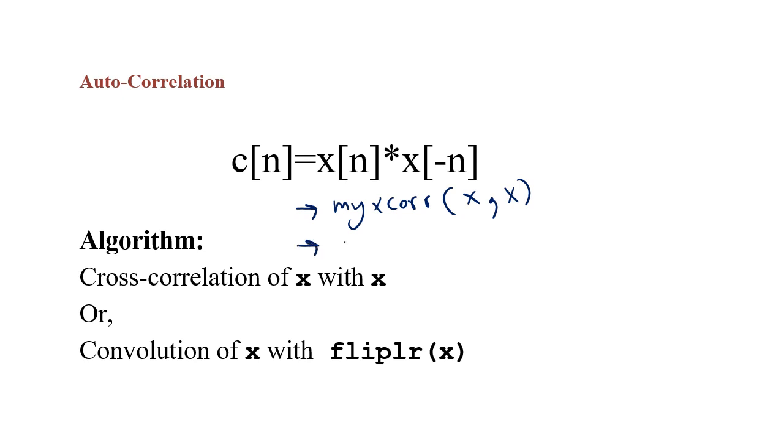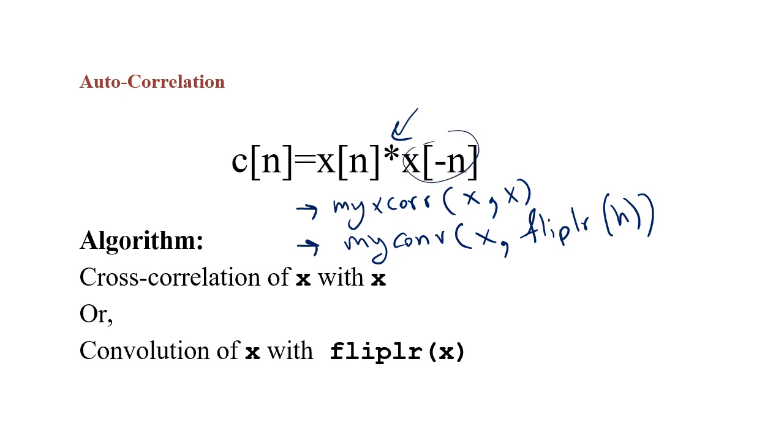Alternatively, you can simply call my conv on x with flip lr of x. You notice that this is convolution, so it's convolution between x and flip x. That's why we use convolution on x with flip x actually, not h, because autocorrelation from its name means self, right? So that means there is only one input, so it's a correlation between a signal with itself. So it only takes one input, which is x, even though it's repeated, but it's still the same input.